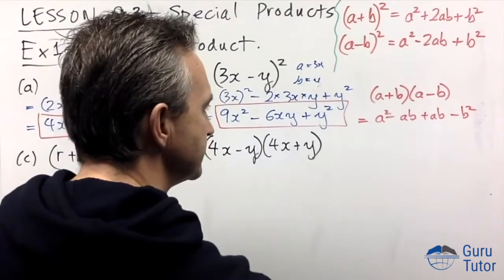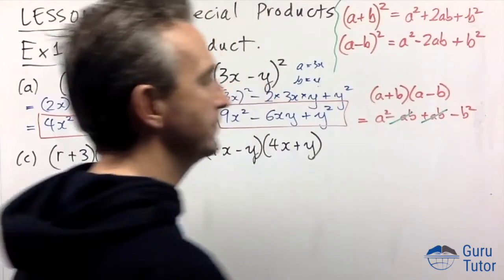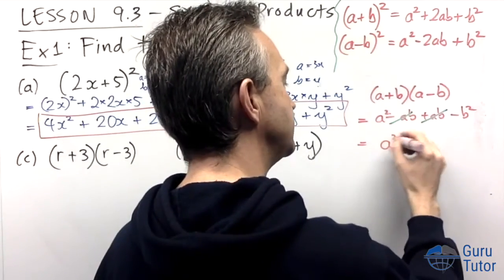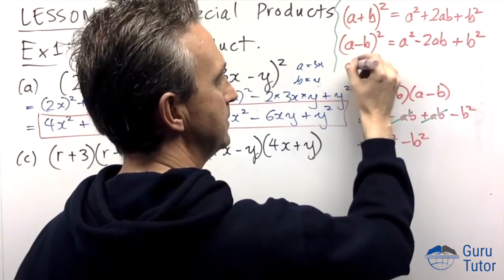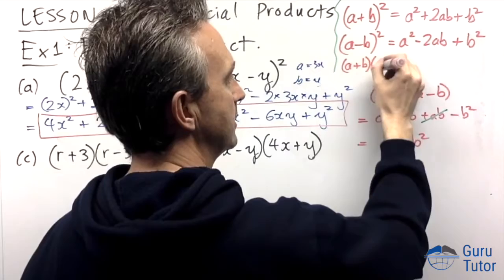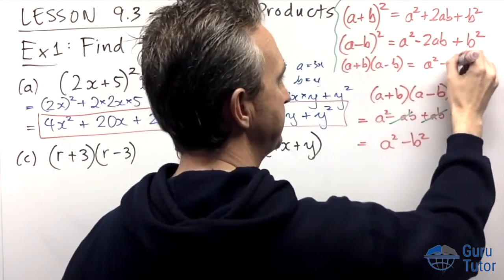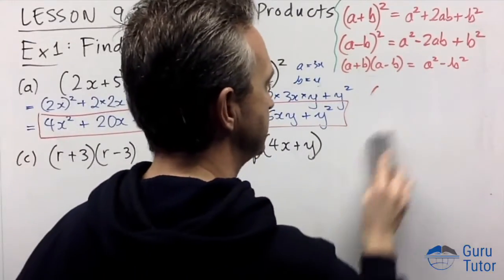And look what happens. We get minus 1ab plus 1ab. These two kill each other off, and we're left with a squared minus b squared, which is our third special product. A plus b times a minus b equals a squared minus b squared. They are our three special products.